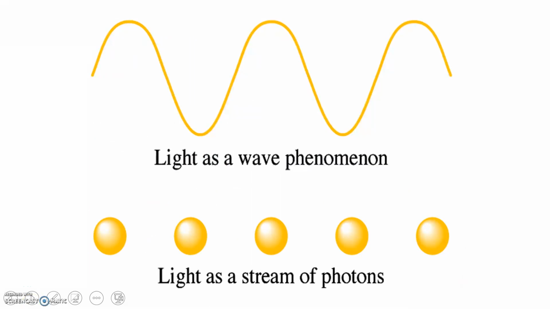So here we go with a neat graphic showing light as a wave phenomenon, light as a stream of photons, and the same could be said for electrons.